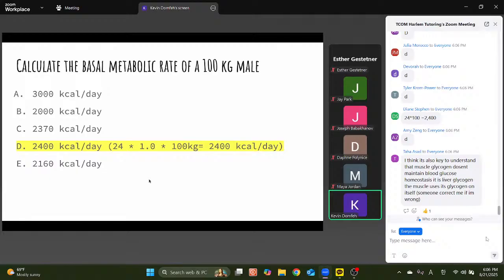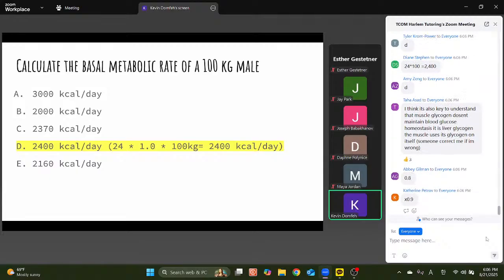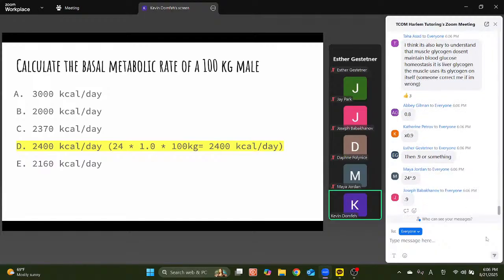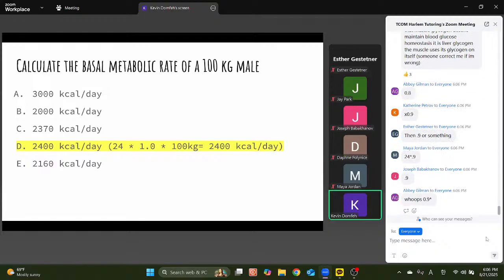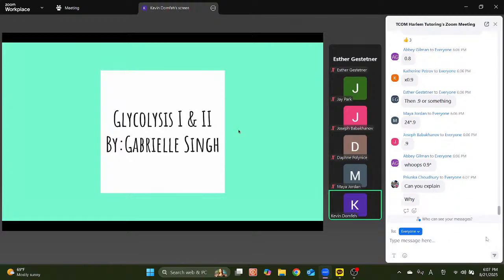What would you do if I asked you to calculate the basal metabolic rate of a 100 kg female? Yeah, you have to multiply that by 0.9. Exactly. Okay. Good. Back to you, Gabby.